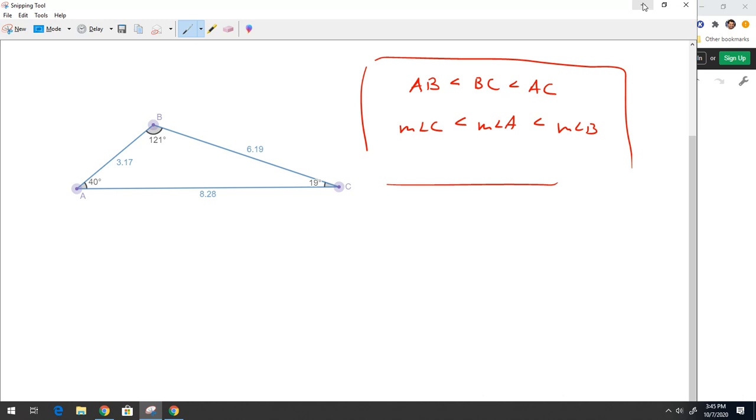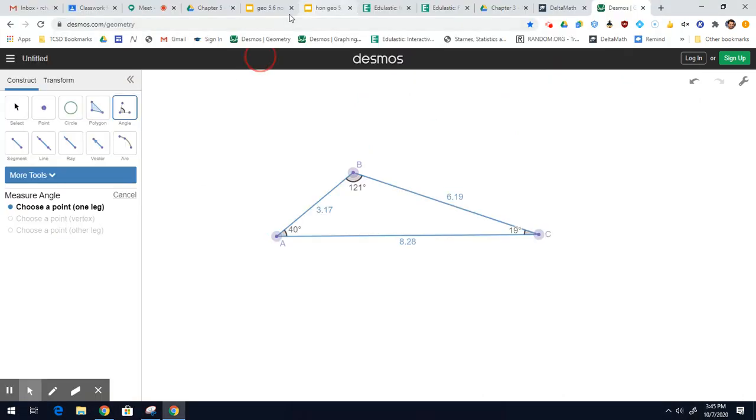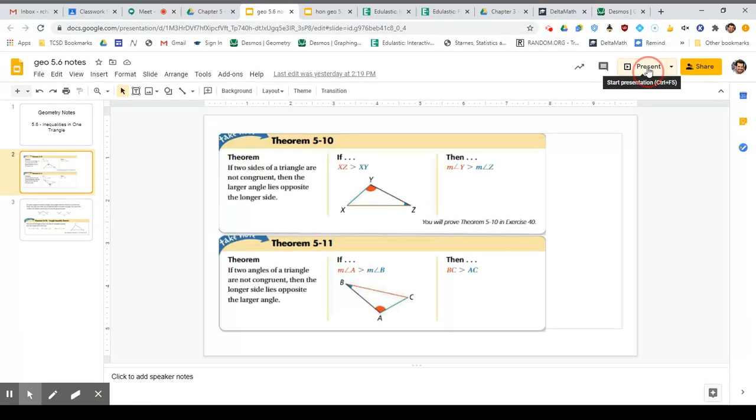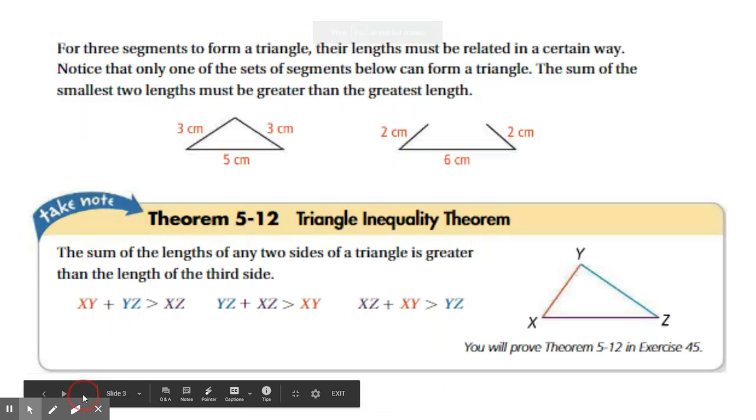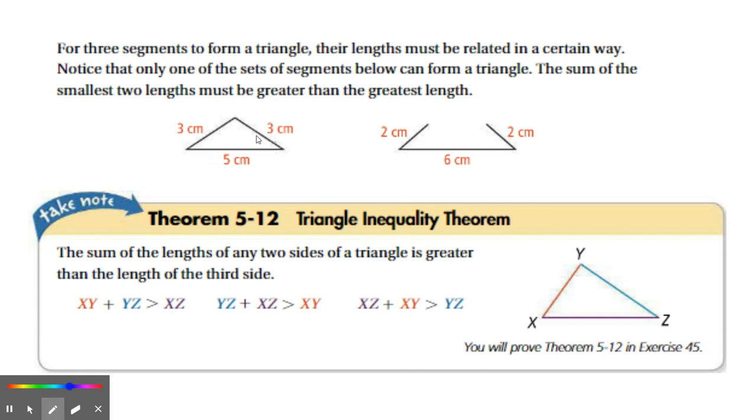Okay, now the other idea I want to take a look at is the triangle inequality theorem, which I think is, again, very important. So first of all, I have a picture up here. Look at these two triangles. One is a triangle, one is not. Look at the triangle on the left. What can you tell me about the sides of this triangle? Well, aside from them being 3 and 3, right?